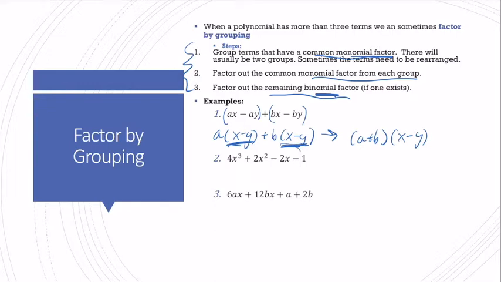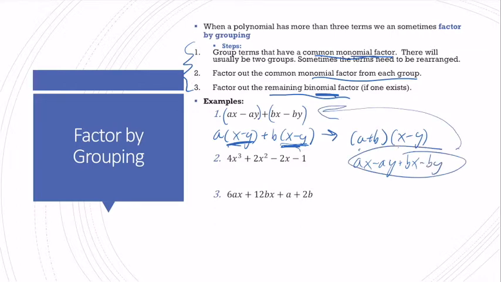Now, how do I know that worked? Well, why don't we go ahead and check our answer? In order to check our answer, we can just multiply this out. I'm going to multiply using FOIL, which stands for first, outer, inner, last, and it's how we multiply binomials. So I'm going to take a times x, and then a times negative y, plus b times x, and b times negative y, and you see I get back to my original answer. So we can always check our answers by multiplying out our binomials.